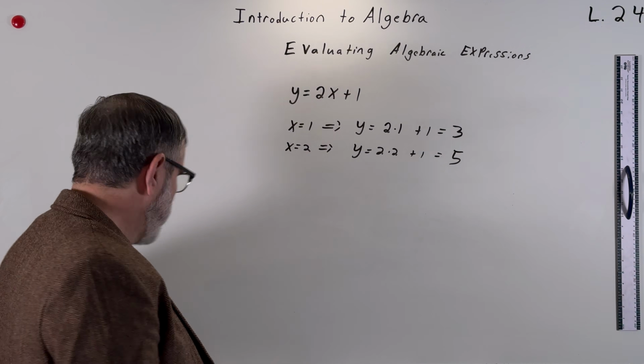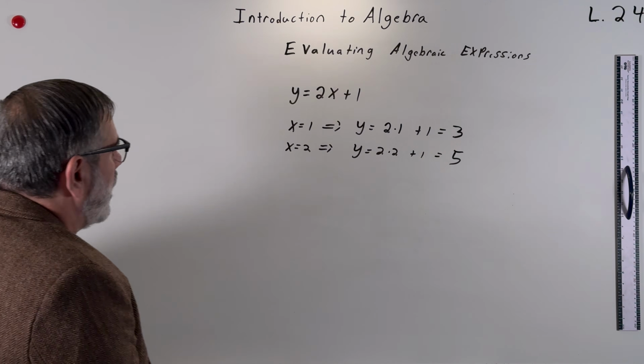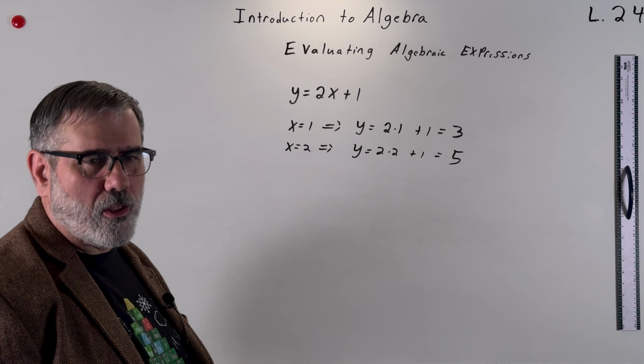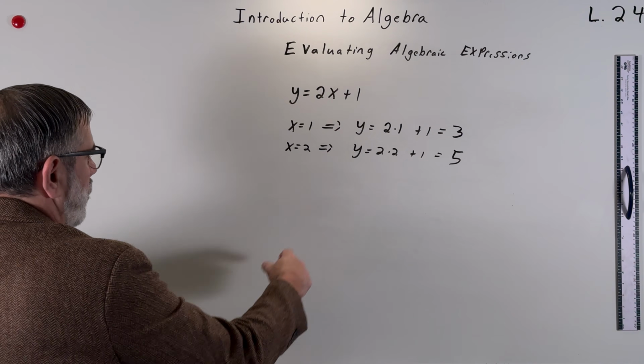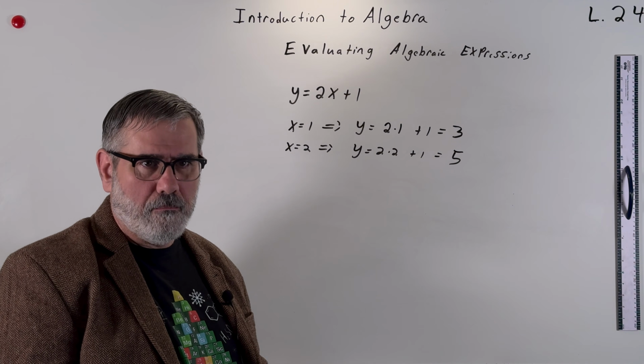Make sense? Yes. Pretty straightforward, right? That's why I almost didn't put this in, but it's important to at least just say that this is how we evaluate algebraic expressions, by replacing the variable, the independent variable, with the numbers of our choosing, you see?